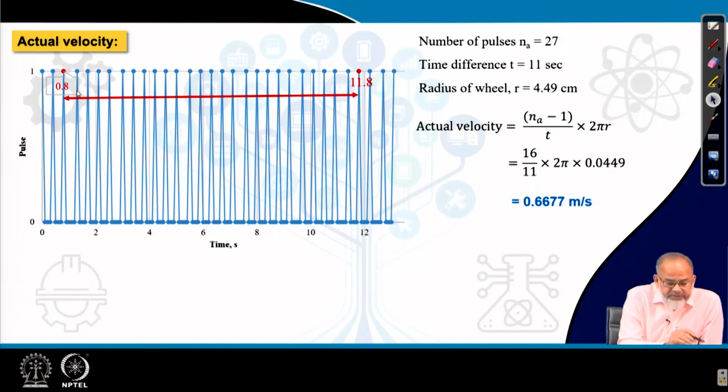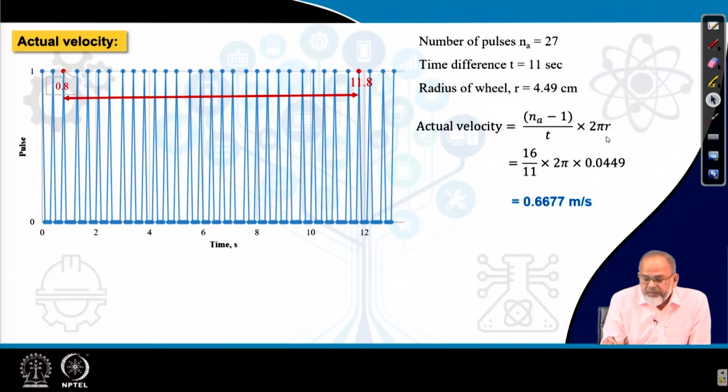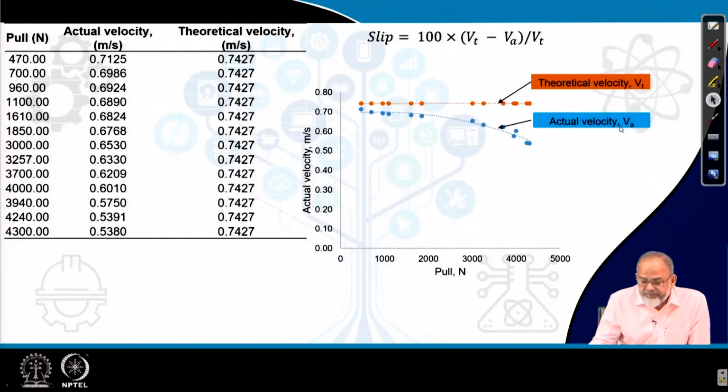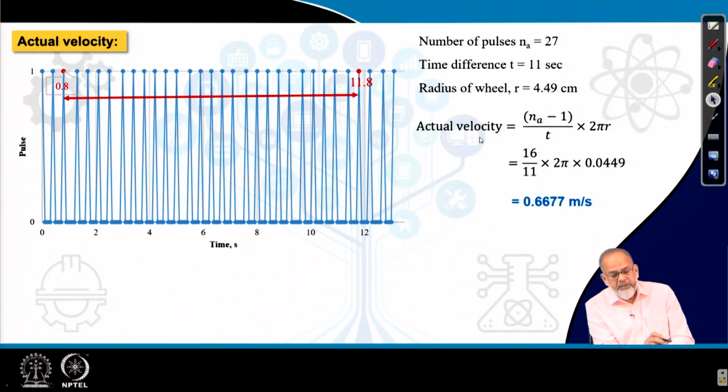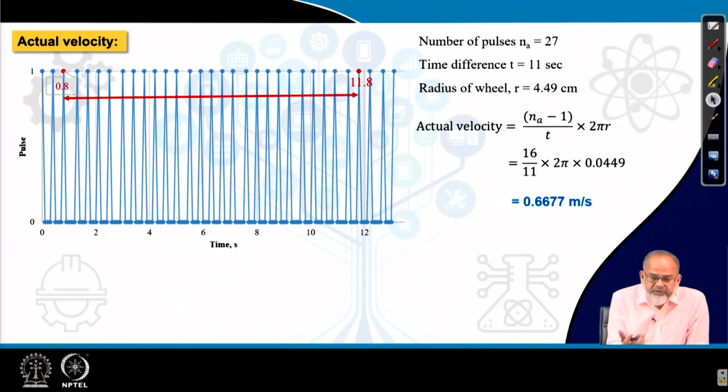How many spikes, and what is the duration to get those spikes, that means the time difference. If I know that, then I can find out the number of revolutions. Then when I know the radius of the wheel on which the spike is mounted, 2 pi r will give you the distance it covers in one revolution. So, number of revolutions into 2 pi r divided by the time will give you the velocity, and that velocity is taken as the actual velocity. So, I have measured at two places. One place is for theoretical velocity and the other place is for actual velocity.